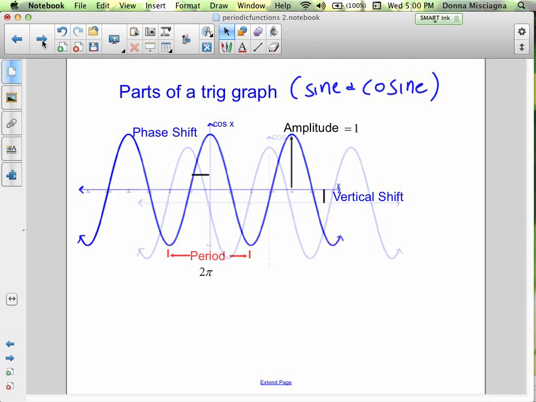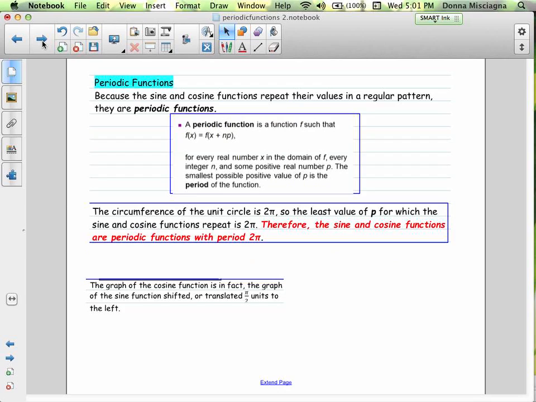All right, so let's look at the parts of a trig graph, sine and cosine. Our important things that we're going to be graphing are the amplitude, the period. We're going to graph one cycle of our graph, and then is there a vertical shift or is there a horizontal shift? And we'll be graphing both sine and cosine. All right, so because sine and cosine are periodic functions, they repeat their values in a regular pattern, okay, so that they are periodic functions.